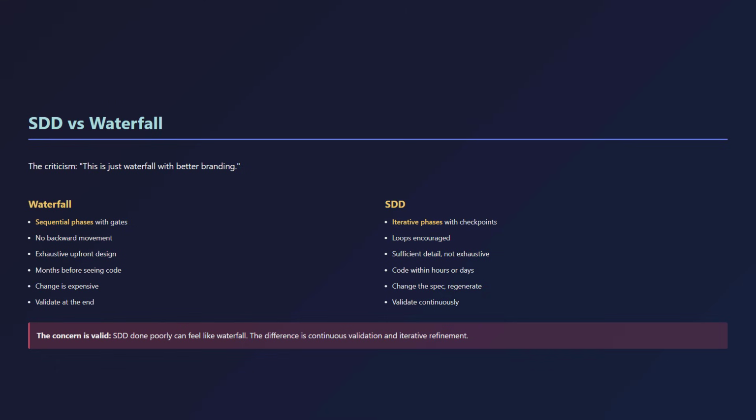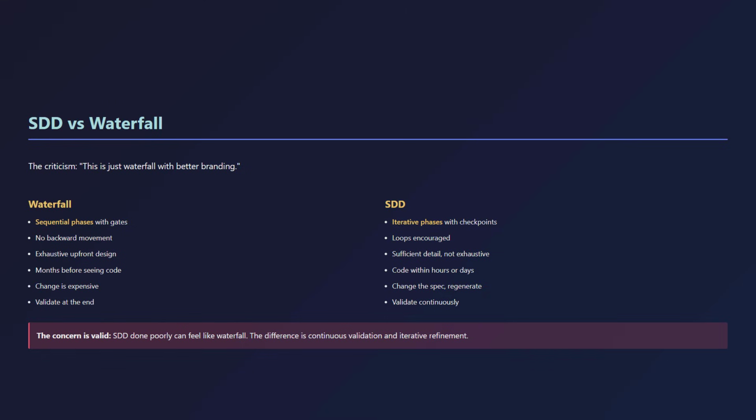Waterfall has sequential phases with gates. Once you move from requirements to design to implementation, you cannot go backward. You do exhaustive upfront design, trying to specify everything before writing any code. It can be months before you see working software. Change is expensive because everything is already planned. You validate at the end, build it all, then see if it works.